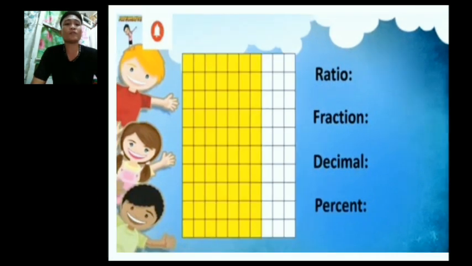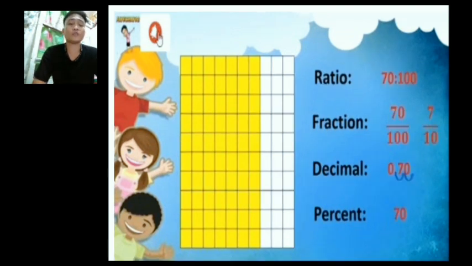So next example is this. The shaded part of the square is 70. So the ratio is 70 is to 100. Change into fraction: 70 over 100, or simplified, 7 over 10. Then move to the left to put the decimal. The answer in decimal is 0.70. Then 0.70 times 100 is 70. Then put the percent symbol. Always remember, we multiply by 100 because percent is equivalent to 100.